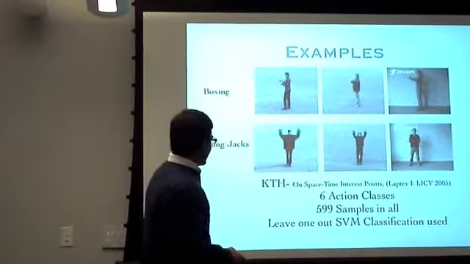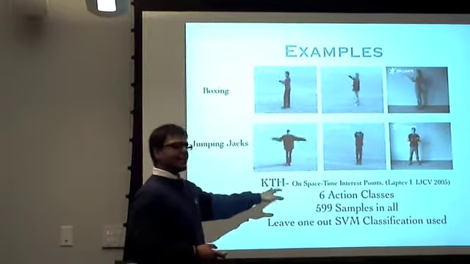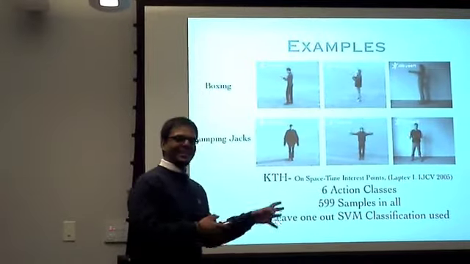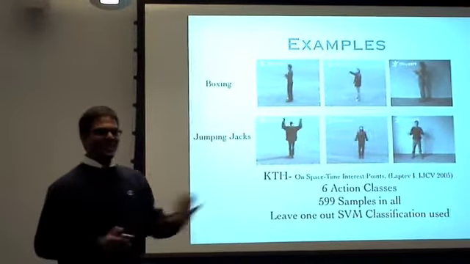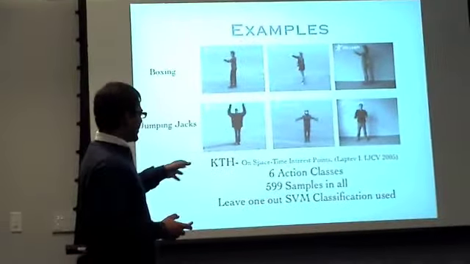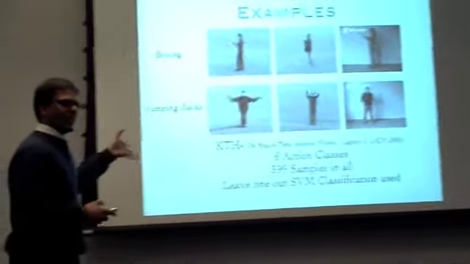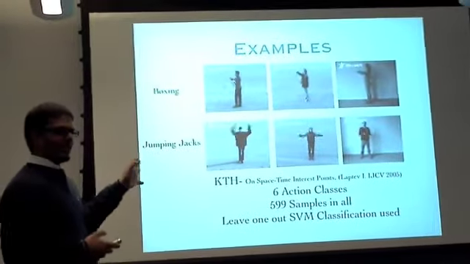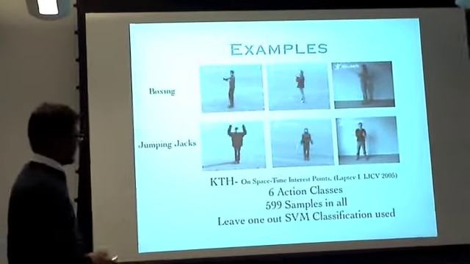Yeah. So, I forgot to mention this. There are 6 action classes in KTH with about 600, there are 599 samples in KTH. I still don't know why they didn't round it off to 600. Anyways, the kind of classification we used was a leave-one-out SVM classification, since the size of the data set is pretty small, and we got a 97.8% accuracy on this data set.